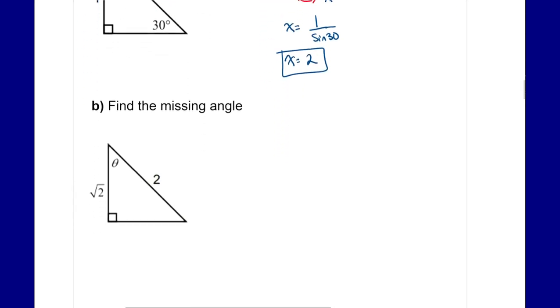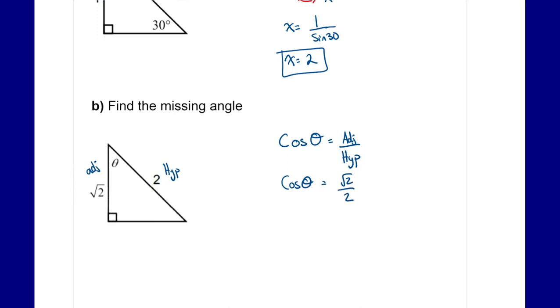If I want to find an angle, similar idea, I still need to label my sides. So I have my reference angle, I have the hypotenuse, the longest side across from 90 degrees, and I have the adjacent. So this tells me, going back to my acronyms, that I should be using cosine. Cosine of an angle is equal to adjacent over hypotenuse. Cosine of an angle is equal to root 2 over 2.